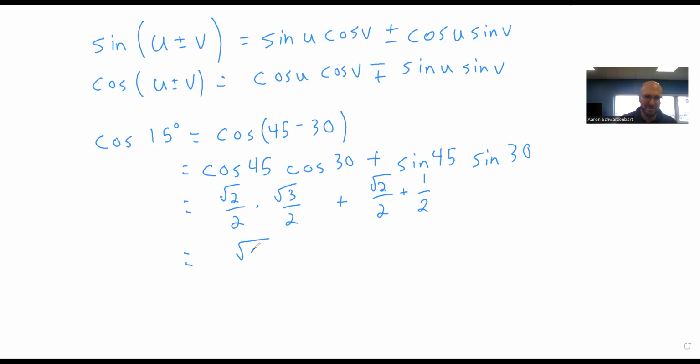Square root of 2 times square root of 3 is square root of 6. Square root of 2 times square root of 2 is 2. 2 times 2 is 4. I got a nice common denominator. The cosine of 15 degrees in exact form is the square root of 6 plus the square root of 2 over 4. We're going to take a look at the calculator and verify this, okay?